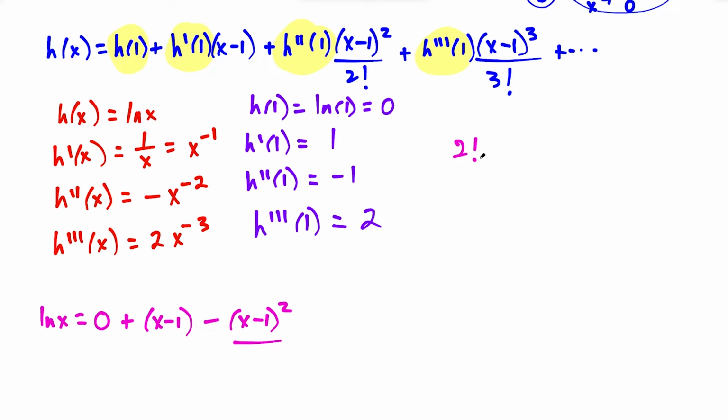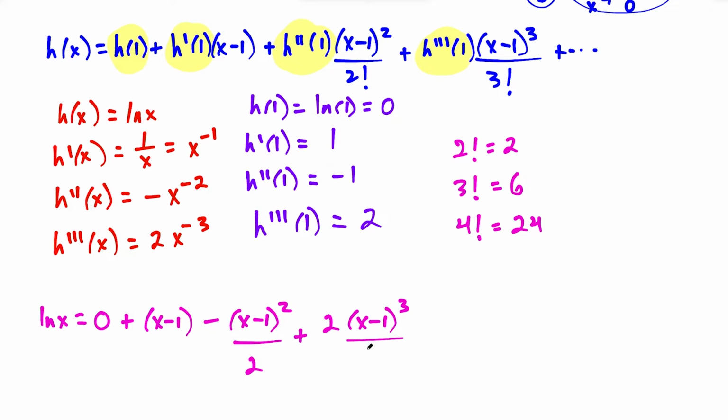But remember, 2 factorial is equal to 2 times 1, and that's equal to 2. I could also write next 3 factorial is 3 times 2 times 1, and that's equal to 6. And if I wanted to keep going here, I could say 4 factorial is equal to, I could even just write 3 factorial times 4, and that's going to work out to 24. So this is just going to help us write out the next few terms. So I have x minus 1 squared over 2 factorial, which is 2. And then next we're going to have plus h triple prime of 1, which is 2. And then we have x minus 1 to the third over 3 factorial, which is 6. So 2 over 6 is going to reduce to a third.